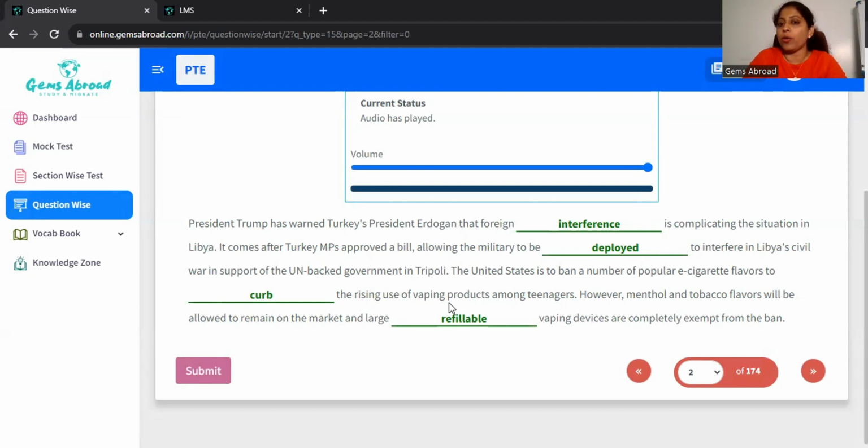Once the listening skill is okay and you can catch a few words, then you can go and practice this listening fill in the blanks. So listening fill in the blanks, it will help you to get more marks in your repeat sentence, which is a high score task.